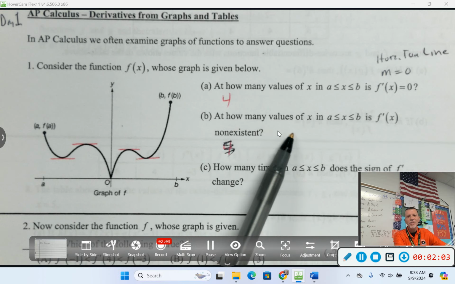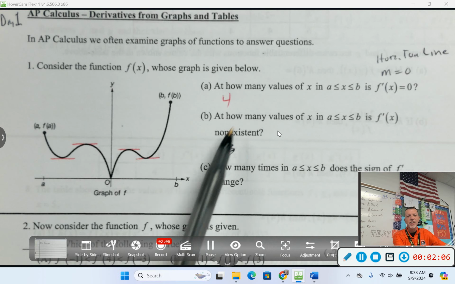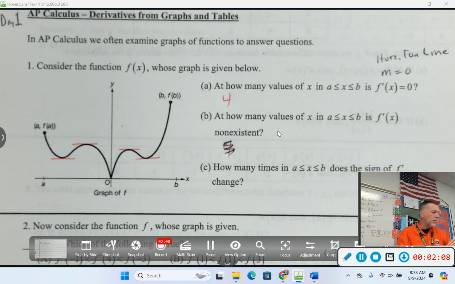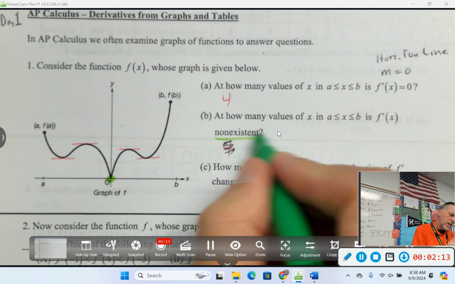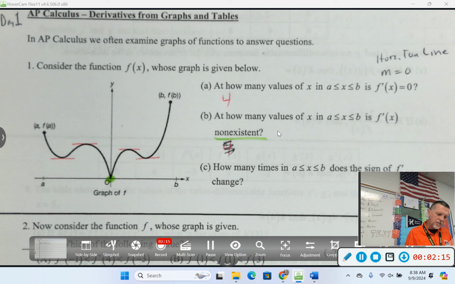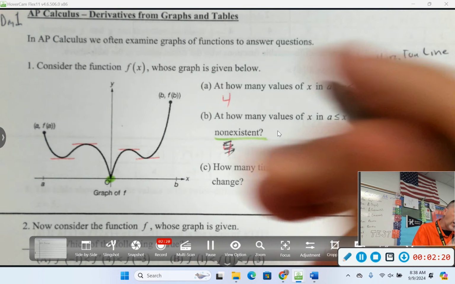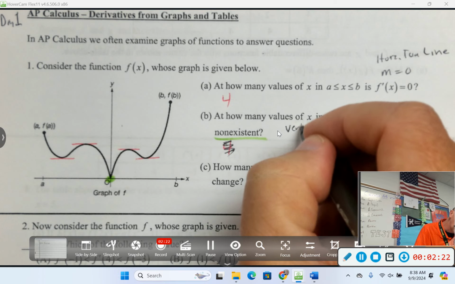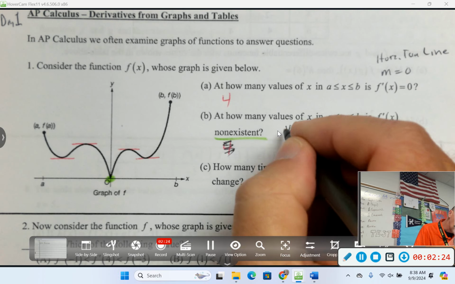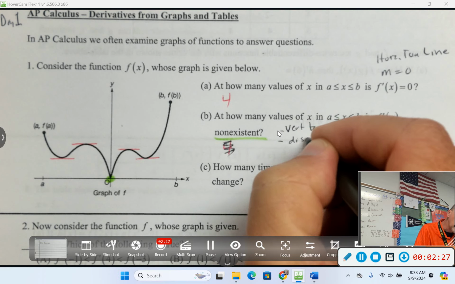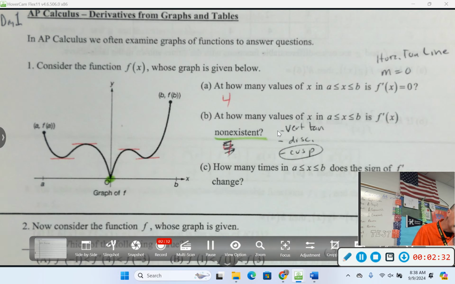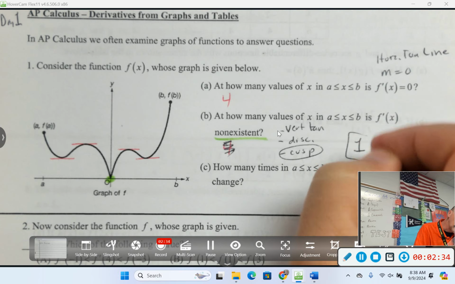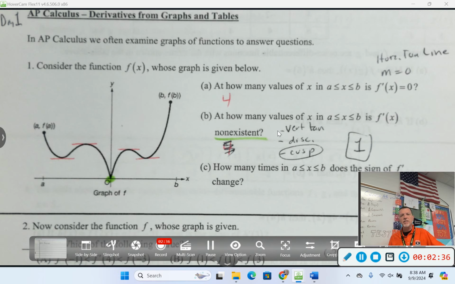At how many values between A and B is the derivative non-existent? Well, you just called out one of them. For sure. Any other places? Let's see, non-existent would mean either a vertical tangent line, a discontinuity of some sort, or a cusp. And there's a cusp, but there's only one, so one spot the derivative doesn't exist.